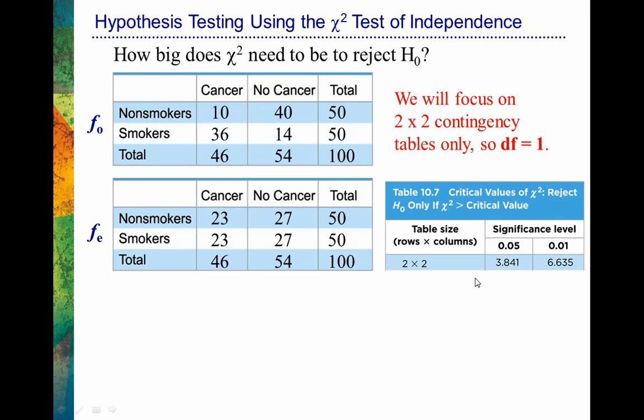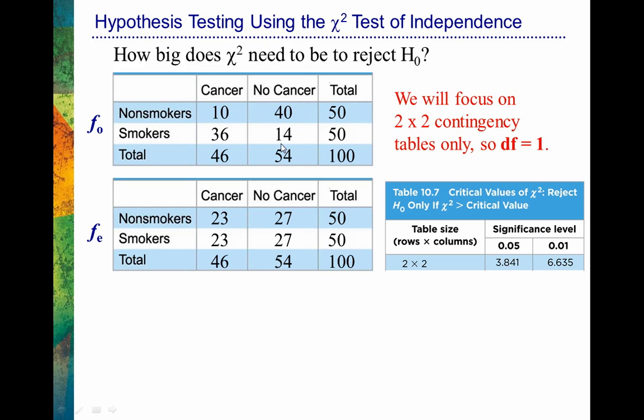Well, here are those critical values for a 2x2 table when we do indeed have 1 degree of freedom. If we're using an alpha value of 0.05, the critical value for chi-square is set at 3.841. If we're using an alpha of 0.01, remember, then we need more evidence. We're held to a higher standard. And then we need a chi-square value of 6.635. So those are the critical values.